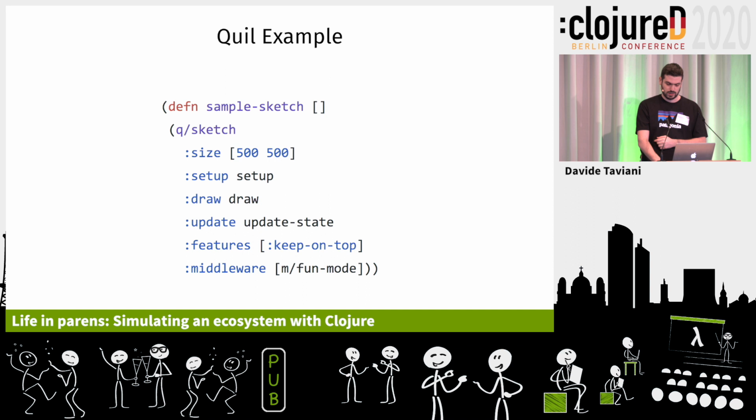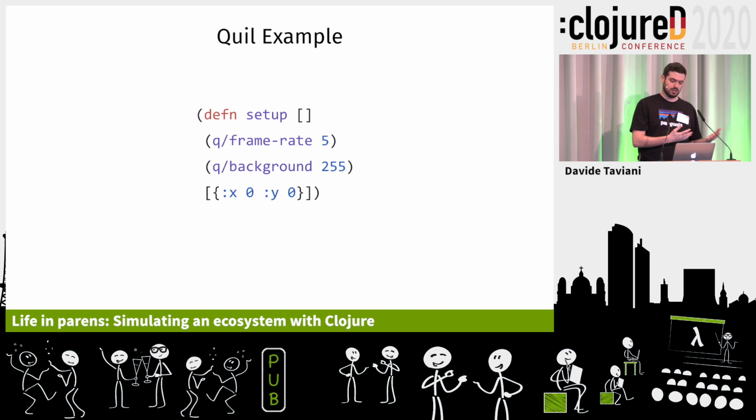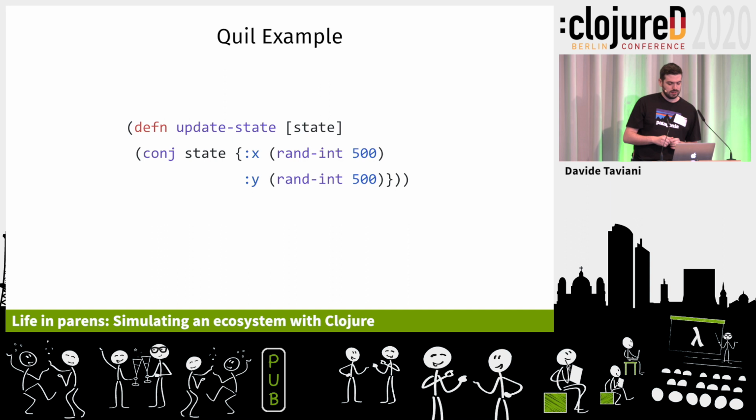So this is the setup function. You can imagine what it does. We initialize the frame rate. We set a white background. And then we initialize our state. In this case, it's just a vector with one point, 0, 0. Then in the update-state function, we generate another random point between 0 and 500 for both x and y, and we conj it to our state.